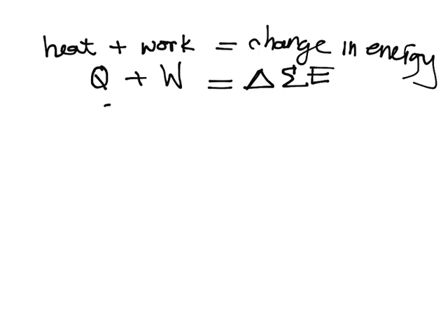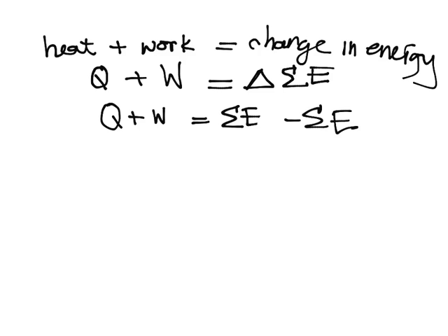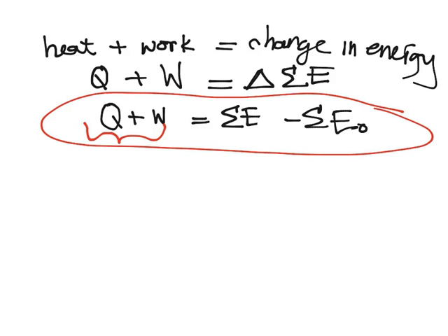So we have Q plus W is equal to sigma E final minus sigma E naught, the initial. And notice, if there is no heat or work, we just have a 0 on the left-hand side, and we would get conservation of energy back. So on Monday, we're going to try to solve problems using this equation right here. This is the most general energy equation.